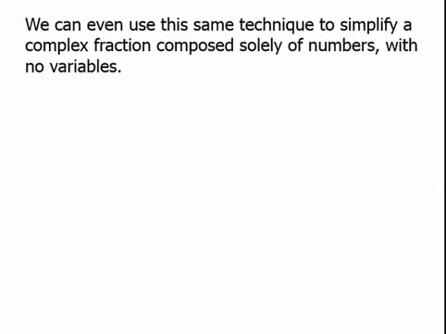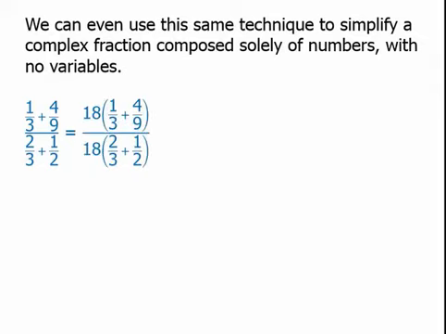We can use the same technique to simplify a complex fraction composed solely of numbers, with no variables at all. So for example, if we had this, and we wanted to simplify that, well, the least common multiple of 3, 9, 3, and 2 is 18. We multiply by 18, we get 6 plus 8 over 12 plus 9. That gives us 14 over 21. We can cancel the 7's, and this equals 2/3. So that whole complex fraction at the beginning simplifies to 2/3.